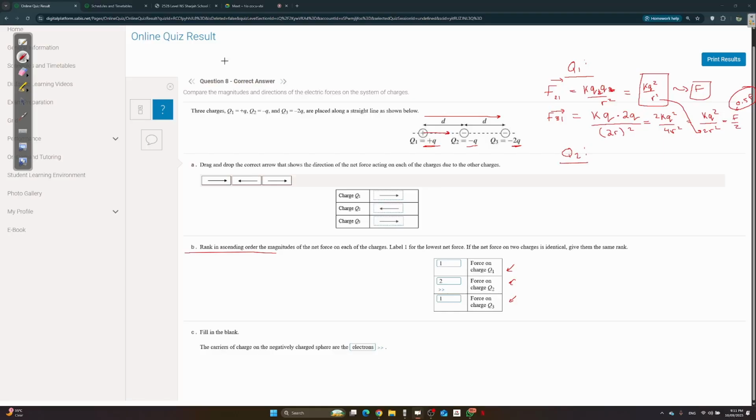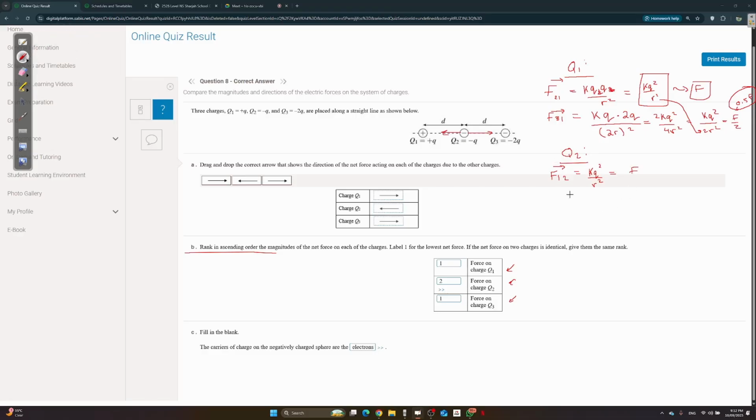Now q2. Let's go to q2 and erase everything that's here already. q2 has a force pulling it to the left or a force pulling it to the right. Let's take a look. The force pulling it to the left is going to be f1 on 2, which is the same as this here. It's going to be kq squared over r squared. So it's going to be f. Let's just say f.